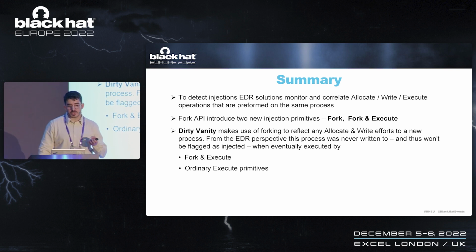Dirty Vanity makes use of forking to reflect any attempts of allocation and writing to the newly created target process, the child clone process. And from the EDR perspective, the parent was never executed, and the child is never being allocated or written to. And thus, it will never get flagged when eventually I choose to execute it, either with a fork and execute primitive, or forking with the forking APIs, and then finally actually executing it with every other execution primitive that I want to follow up with.